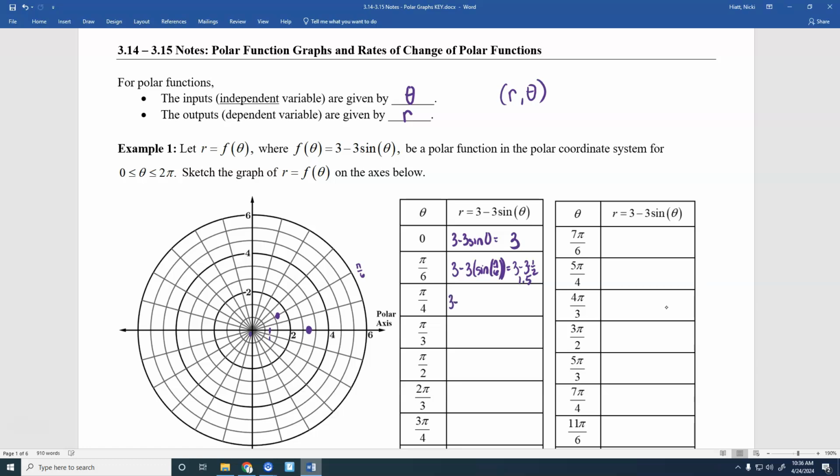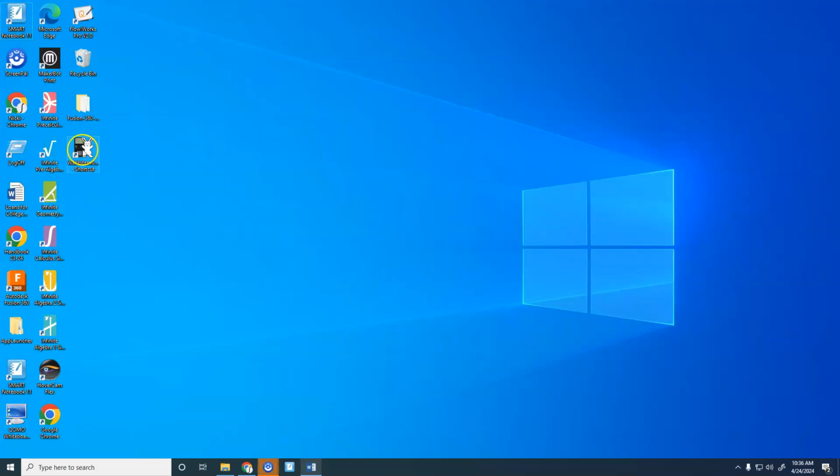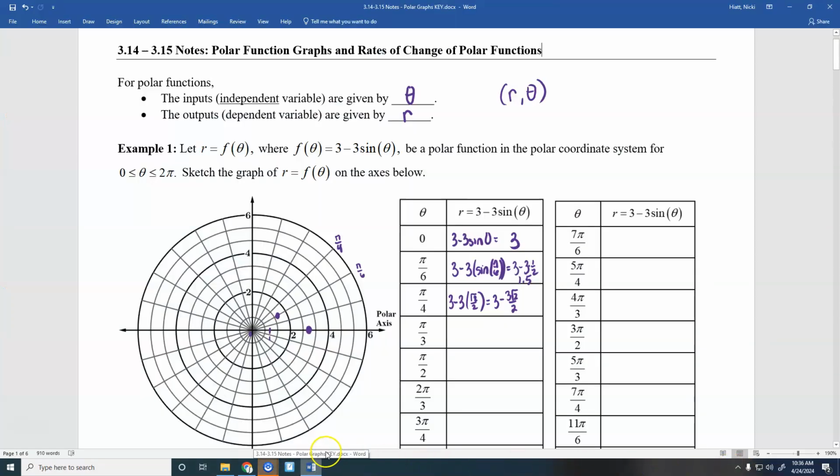Then we got pi over 4. So that's going to be 3 minus 3 sine of pi over 4. Sine of pi over 4 is root 2 over 2. So that is going to be 3 minus 3 root 2 over 2. We are going to employ the use of our calculator here, because to graph that, I need to know what that is.